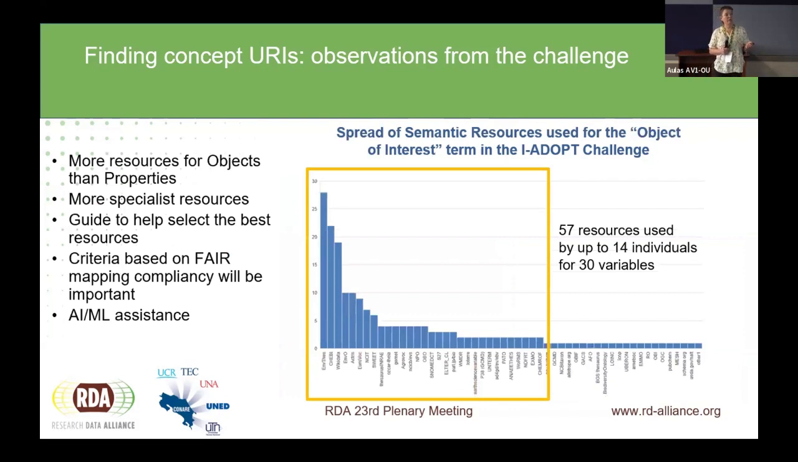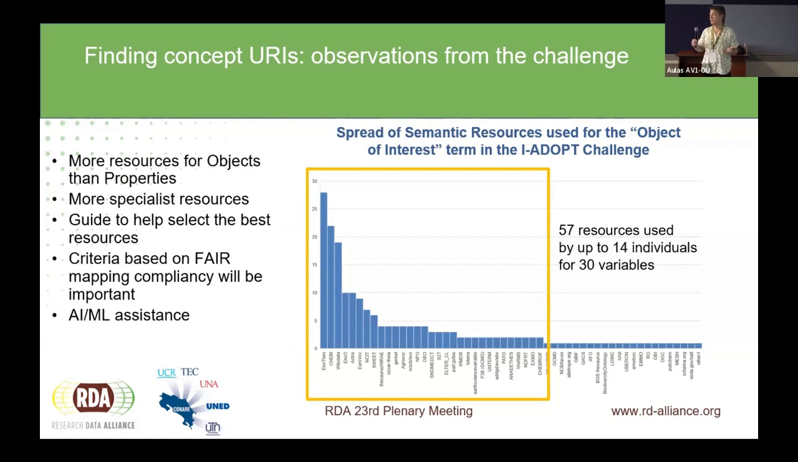With regards to the spread of semantic resources for the object of interest, slightly more resources were used, again, 57 resources in this case. This is because it was going to different domains that were very specialized. There is clearly a need for more guidance about how to select the resources. This is something that, as a group, we want to tackle going forward. And criteria based on FAIR mapping compliancy will be important.